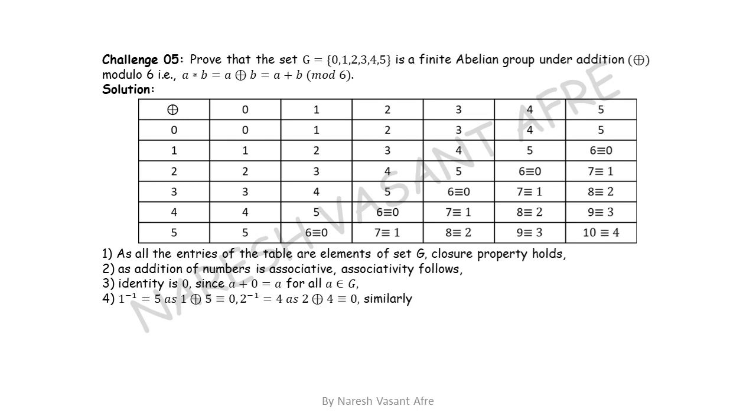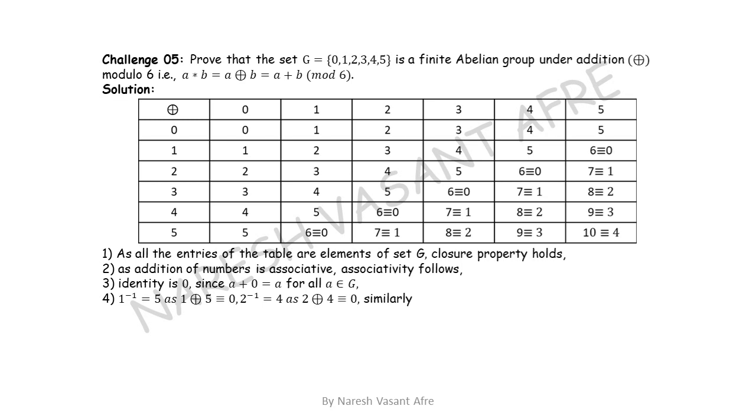Now we need to find the inverse of each and every element. That is, if you pick up any element a, then we need to find b so that a star b is 0. Now the inverse of 1 is 5 because 1 plus 5 is 6, and 6 is equivalent to 0. So the inverse of 1 is 5.